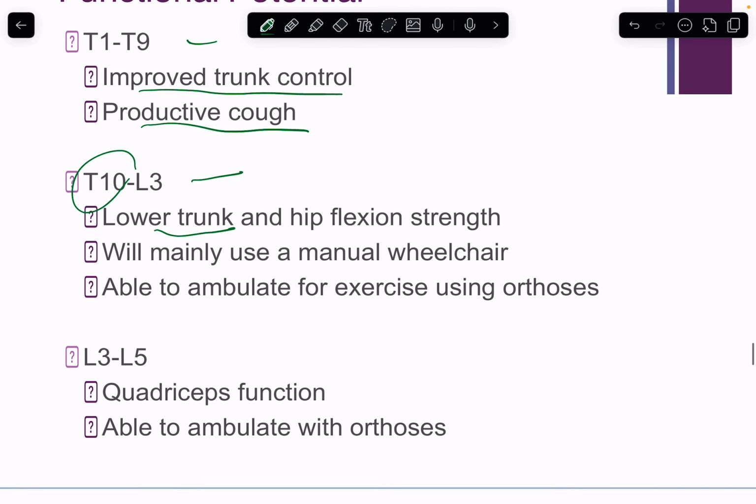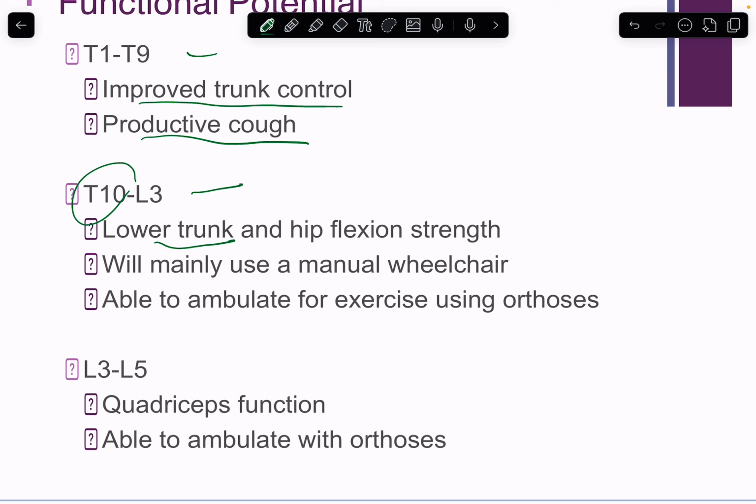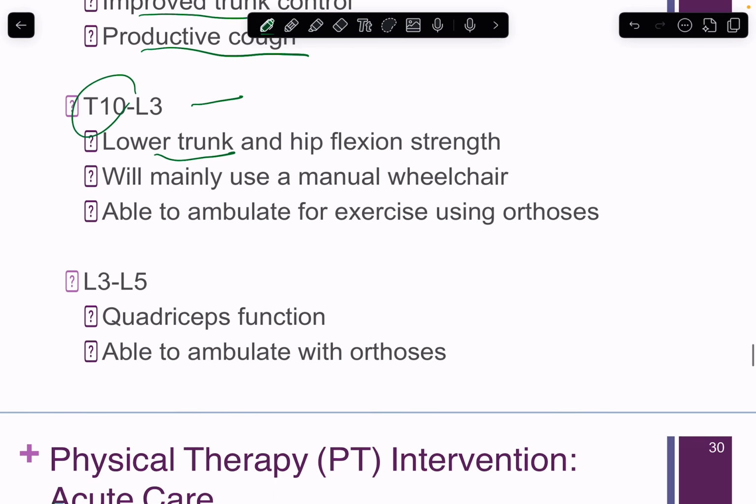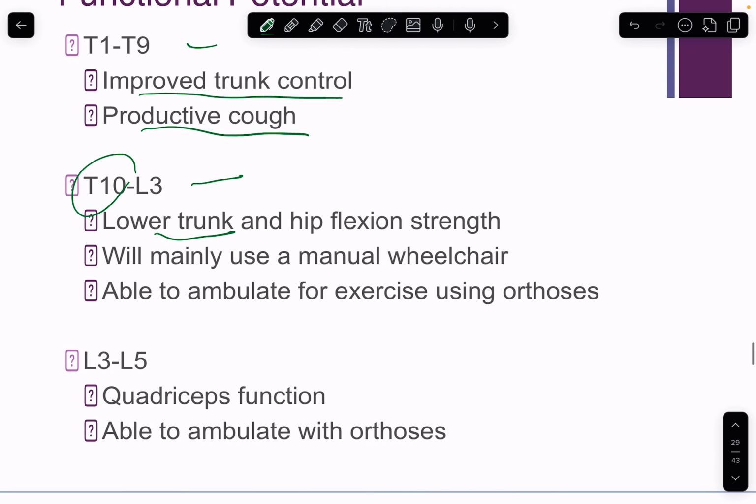So we'll stop on this part of our lecture, and we'll have part 2 for our physical therapy intervention, which we will discuss more in our laboratory time.